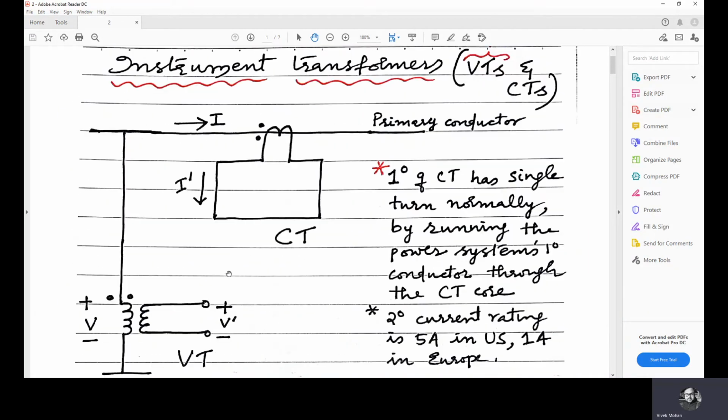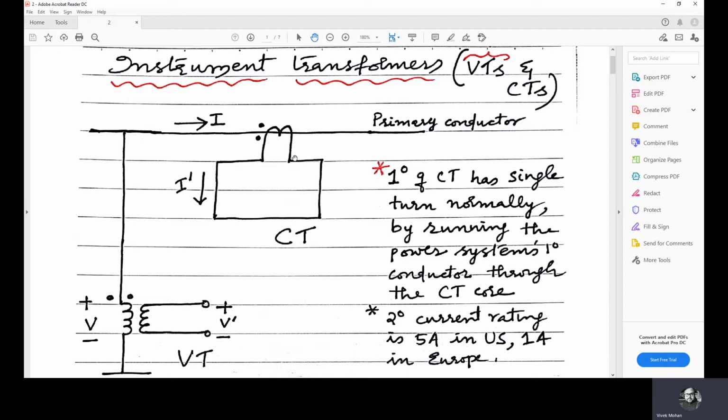First, now we'll go to the CT side. The primary winding of a current transformer usually consists of a single turn because it's a primary conductor. It's a single conductor running through the core. This is obtained by running the power system's primary conductor through the CT core here. The normal current rating of CT secondaries is standardized at 5 amps, which I already told, 5 amps in the US and 1 amp in Europe.